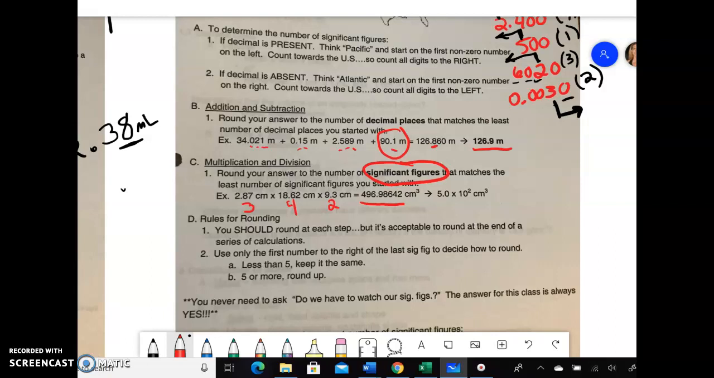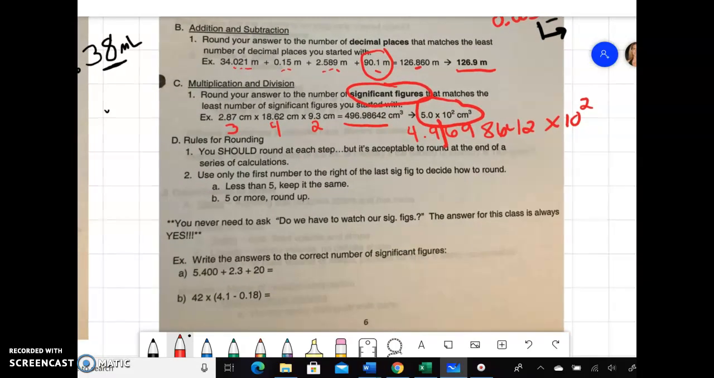So if we put this into scientific notation, we would have 4.9698642 times 10 to the second. So then you can just chop it off. We needed to only have 2 sig figs, so chop it here. But notice that 6 is higher than 5, so that's why it rounded the 9 up, which then rounds the 4 up. And so that's how we got this final answer. And again, you can practice that in the progress check, and then we'll go over the answers as well.